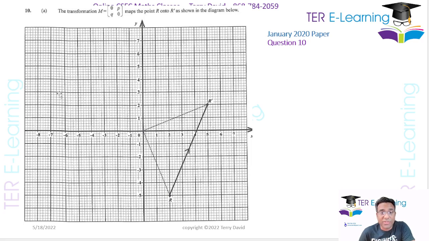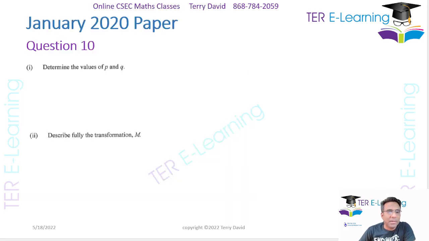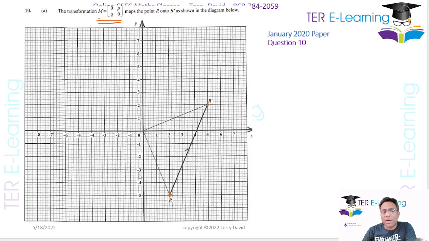Okay, so they give us a transformation here, right? And the transformation is given by this matrix, 0 P Q 0, and it maps the point R to R prime. First part, they said determine the values of P and Q. Now, looking at this, the point R here is (2, -5), and that's being mapped onto R prime, which is (5, 2), right?